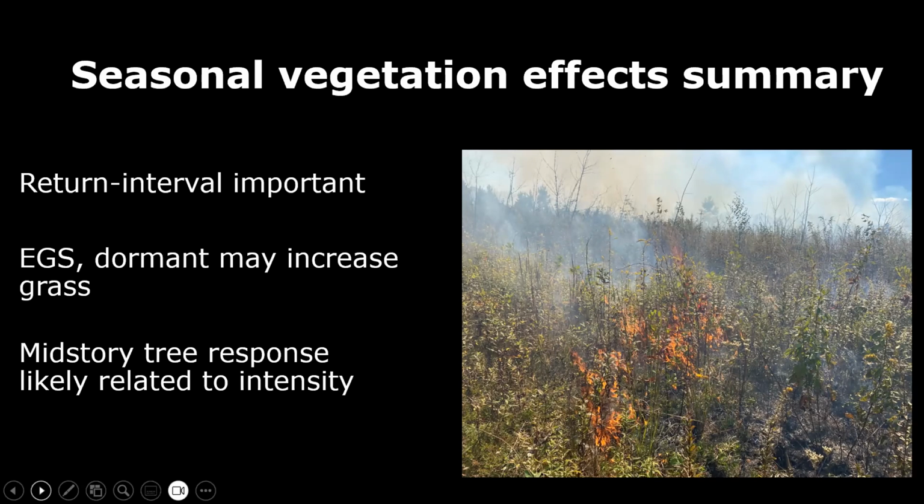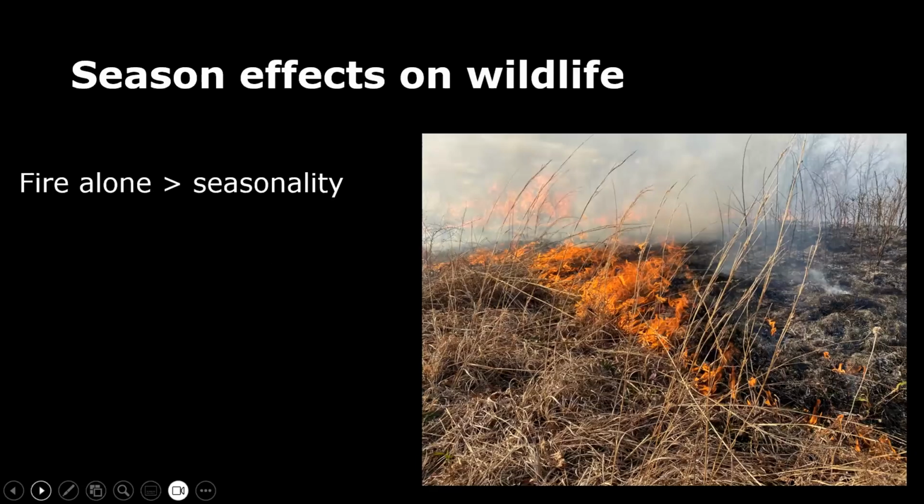And then the mid-story tree response is tied really closely to intensity. If you're having a low intensity of burning that's allowing some trees to escape from the understory into the mid-story, you're probably going to see some seasonal effects, quote unquote, but it's not really season, it's just how hot the burn got. And that's, again, a key thing because those late growing season fires tend to not be as intense. So I'm going to shift now to talking more about wildlife effects.